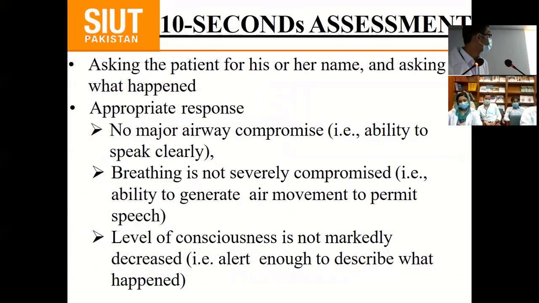First of all, give at least 10 seconds for the patient to tell his status, asking the patient his or her name and asking what has happened. It will provide maximum information. Appropriate response means no major airway compromise, that is, ability to speak clearly. Breathing is not severely compromised if the patient is talking, with ability to generate air movement to permit speech, and level of consciousness is not markedly decreased.